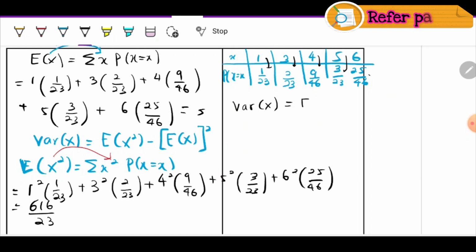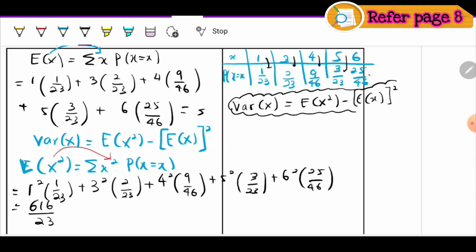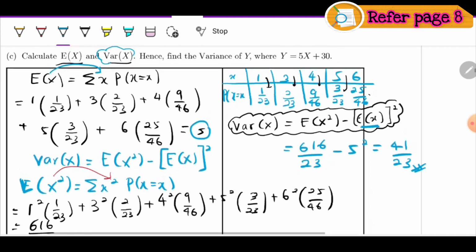Variance of x is equal to E(x square) minus mean square. So E(x square) that we got just now is 616 over 23 minus mean square. So the mean we got is 5. 5 square, then the answer is 41 over 23.